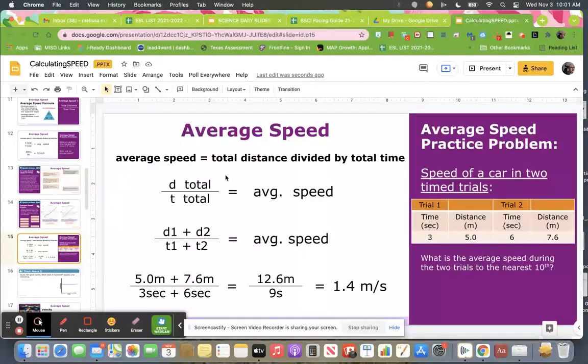Moving forward, again, this is just reiterating a practice problem.